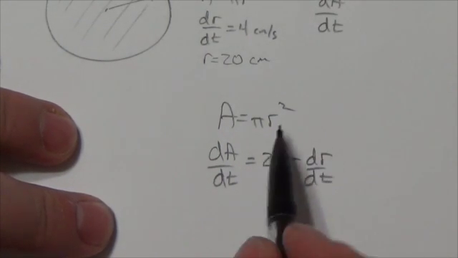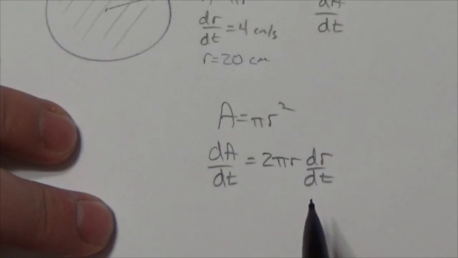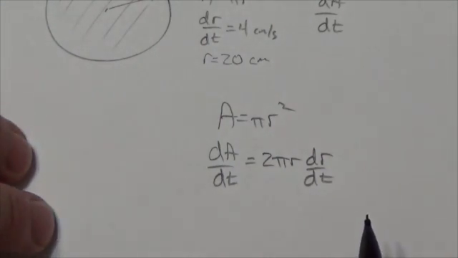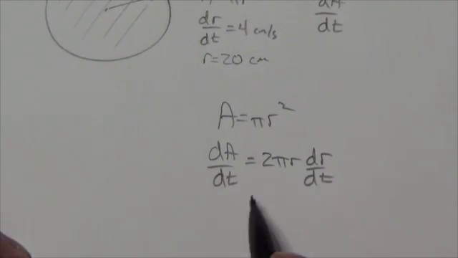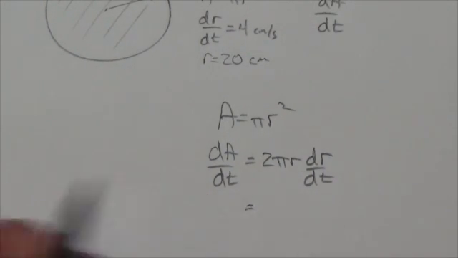Now it's interesting, look at that. The derivative of the area of the circle is the circumference of the circle. Oh, that's really kind of neat. I like when stuff like that pops up. Now, we're looking for dA by dt.